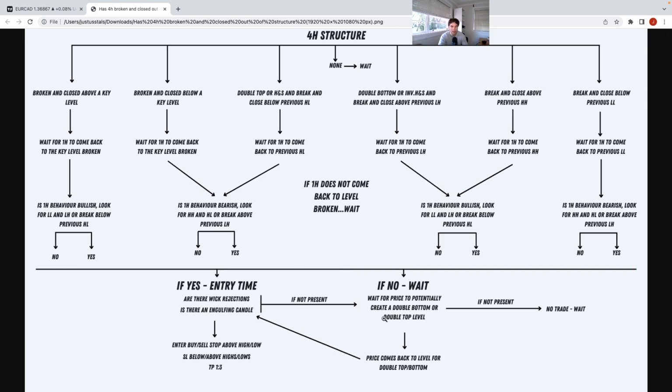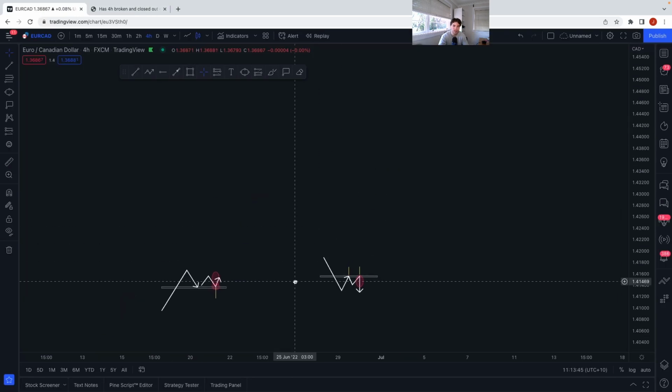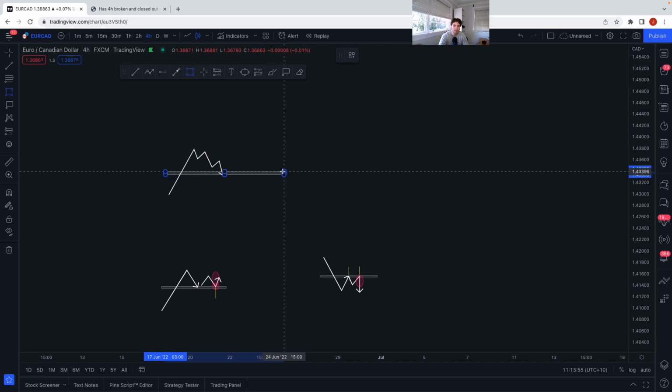The other thing is, if no, wait for a double bottom or double top. So let's break this down. Let's say bullish, price breaks up, and then we have this sort of structure being created that we talked about before, and we can identify the behavior on the 1 hour is not bullish anymore. Okay, it's not bullish, it's bearish. But the 4 hour is still bullish.